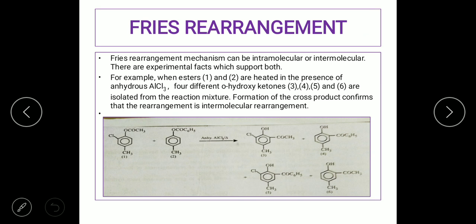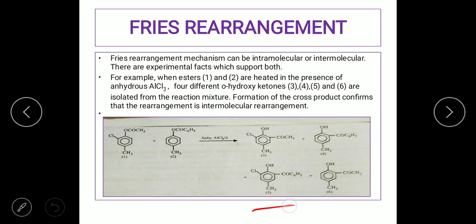Now you can observe 3 and 4 are examples of intramolecular reaction, because here the acyl group, that is COCH3, has rearranged and moved to the ortho position. Similarly, the acyl group, that is the COC6H5 group, again rearranges in the same molecule and takes up the ortho position. So these are examples of intramolecular reaction, that is, the rearrangement happens within the molecule.